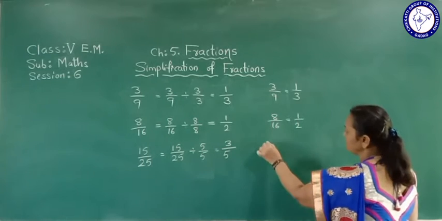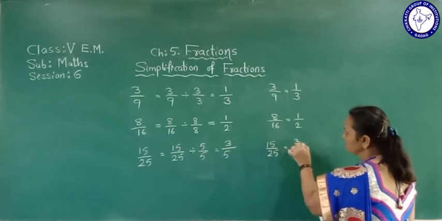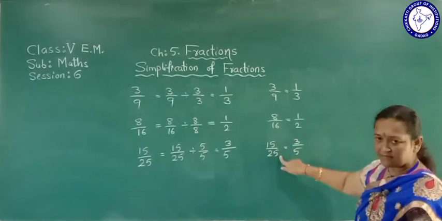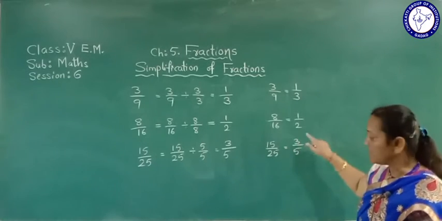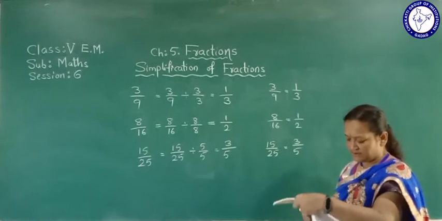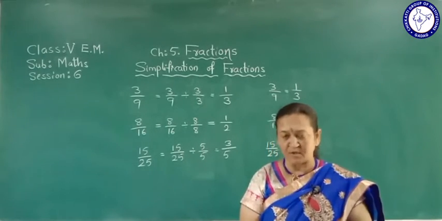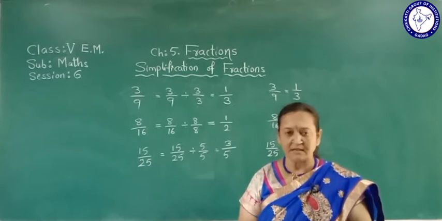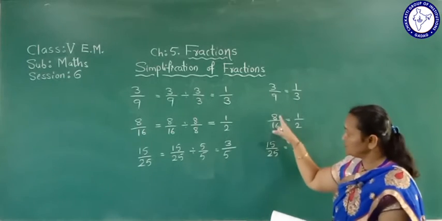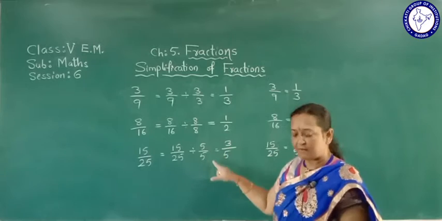So here 15 by 25 is reduced to 3 by 5. And the value of 15 by 25 remains the same as 3 by 5. So both values are the same. To get a simplified form of a fraction with lower terms, divide the numerator and denominator of the given fraction by the same number.